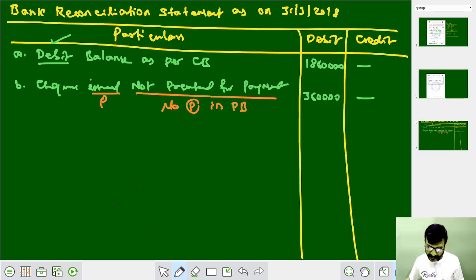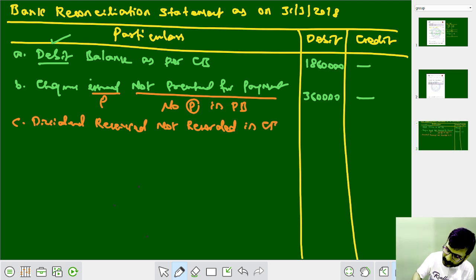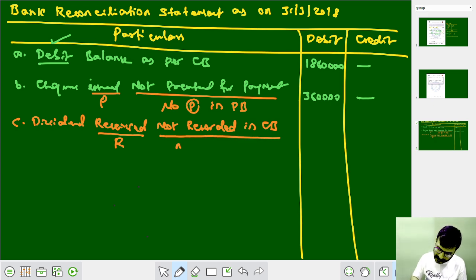So let us write for point number C. Dividend received not recorded in cash book. What do you mean by received? Receipt. Not recorded in cash book means no receipt in cash book. So where we have to take? The same side, debit side, receipt side. Amount is how much?